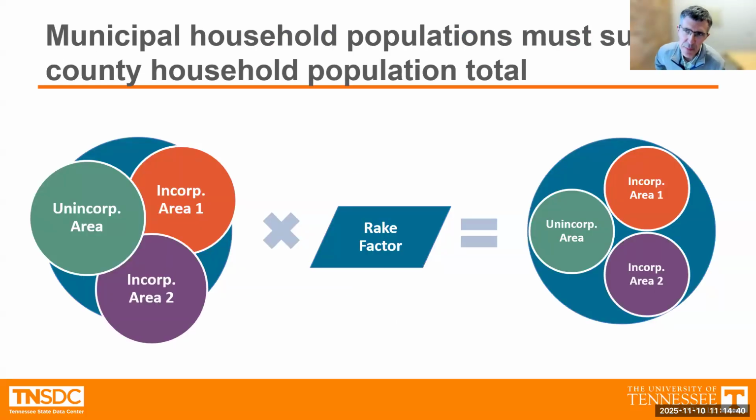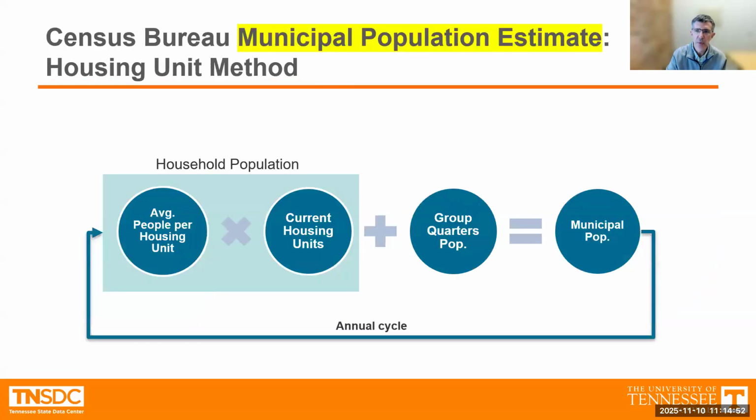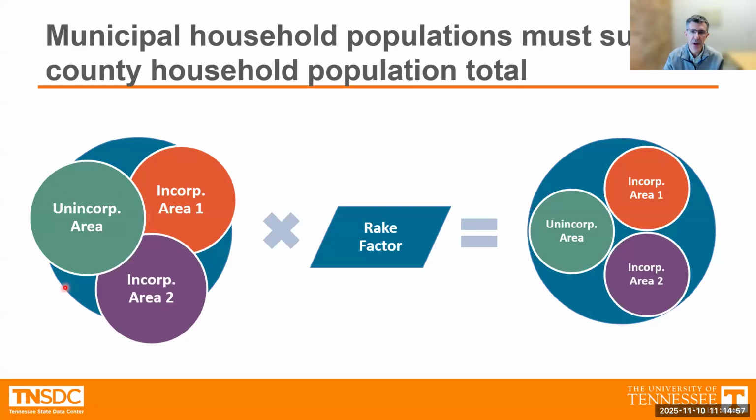Now, one point about municipal populations is that the household populations for the municipalities have to sum to the county's household population totals. So oftentimes when this process is run, it will produce populations that are not equal to the county totals. In fact, it'll never be equal to the county totals. So they are all raked down or up as needed to make them fit to the control total, which is the county's total population. That is an adjustment that has to be made at the municipal level.